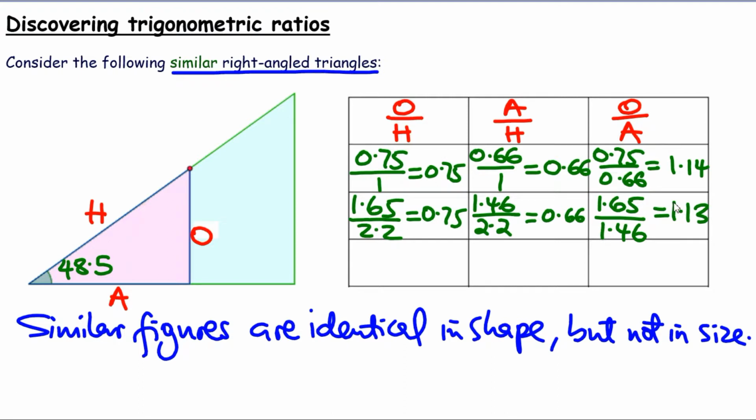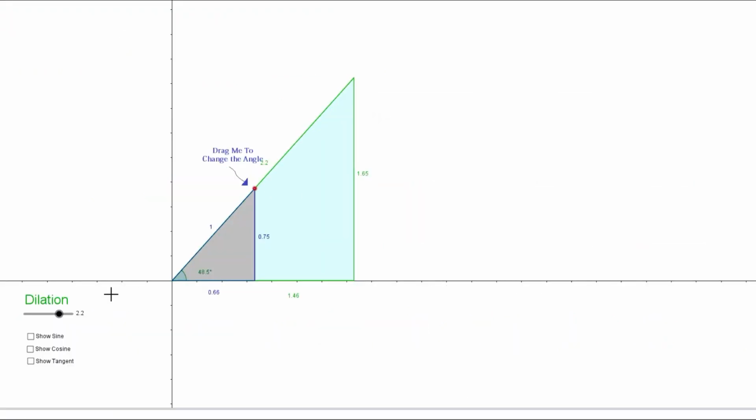So what I'm going to do in this graphing package is just create another triangle. For example, this one here. Okay. Now, it's still a similar triangle. Remember, same shape but different size.